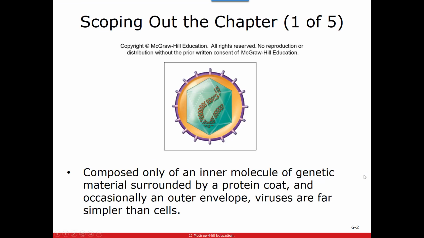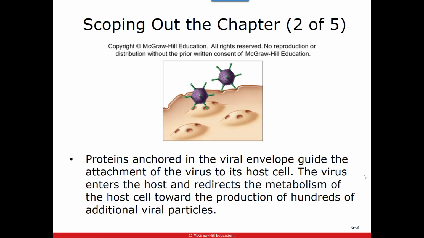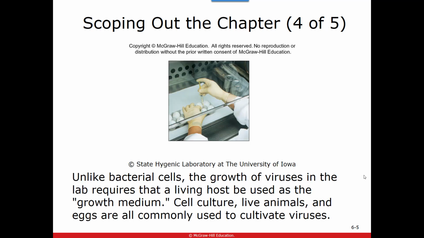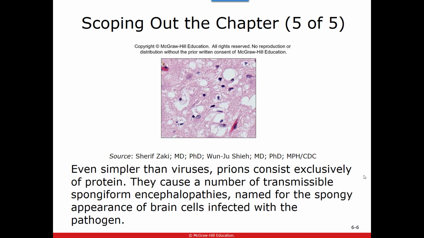So we're going to start off in this chapter taking a look at what viruses are composed of. What are the parts that make up a virus? We're going to talk about how they can attach to different cells using different proteins, how after they get inside of a cell they take it over and reproduce inside of it, how they then exit the cell to go find new cells to infect, how we can grow viruses, because they don't grow the same way that bacteria do, and then we're going to talk about prions in this chapter. And again, I'll talk about why we talk about them together.